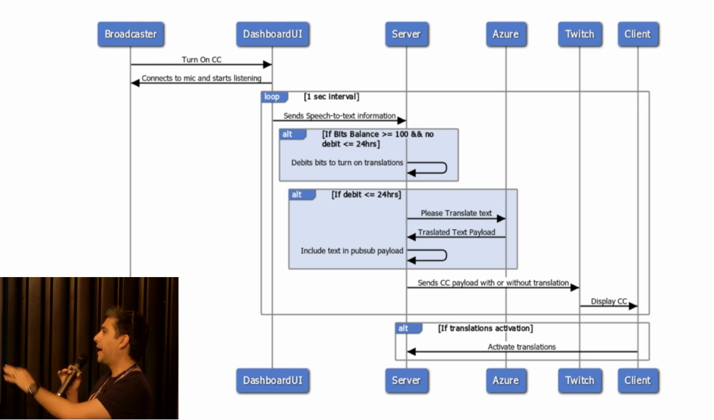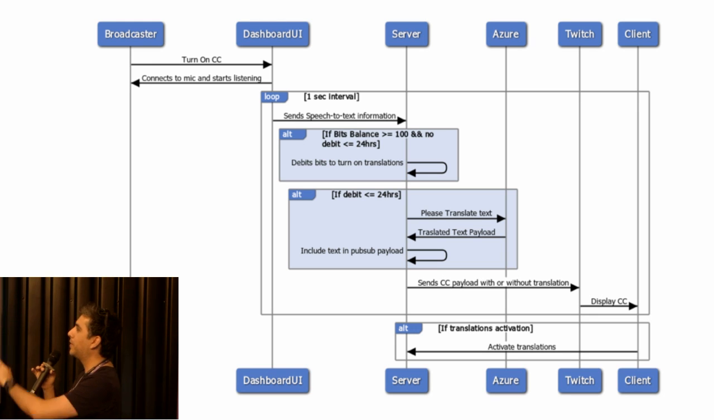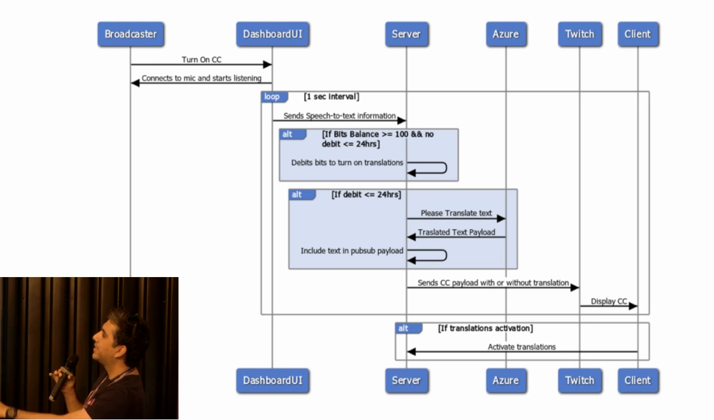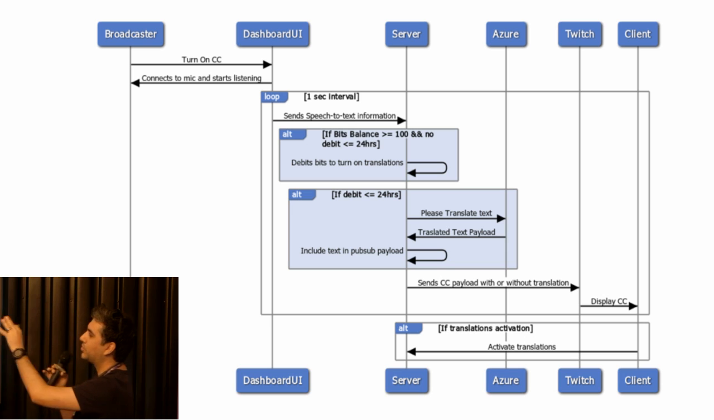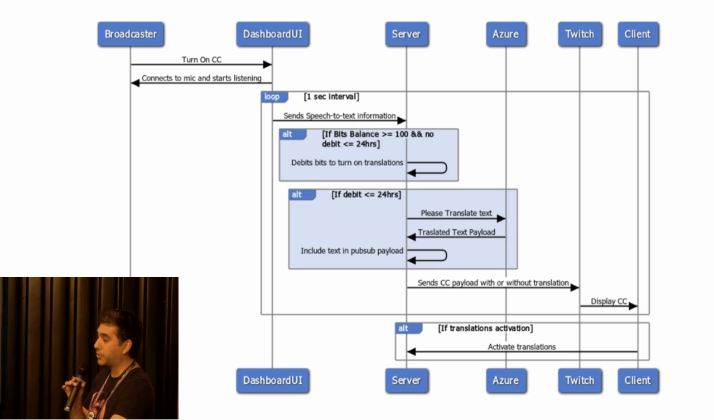So I thought this is a cool diagram to show the overall architecture of it. The broadcaster turns on the closed captioning at the top. The dashboard UI connects to your mic, starts listening to whatever microphone you're using for your streaming, and then every second it sends the speech-to-text information to my server. It does it every second because the PubSub API is limited to one publish a second. So that's one thing to note if you want to use this API.